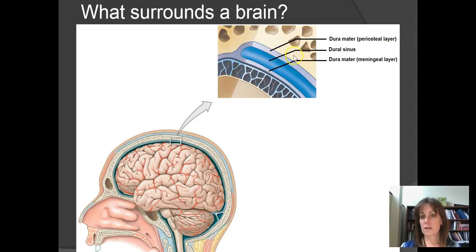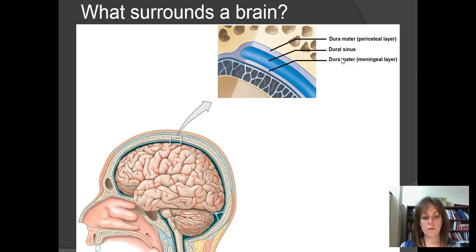In the middle, we have this thing called a dural sinus, and this dural sinus is going to be filled with venous blood. It's filled with deoxygenated blood, or blood that does not have oxygen. And then the next layer right here is called the meningeal layer of the dura mater. Okay, so these are the three layers right there.